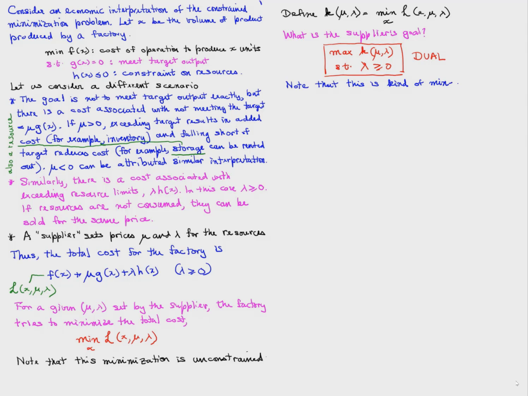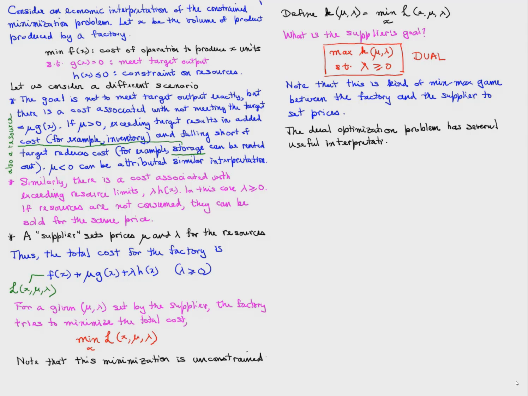So we see that associated with our original optimization problem, we have an associated optimization problem, which we call the dual. And we see that this is kind of a min-max game between the factory and the supplier that eventually sets the prices.